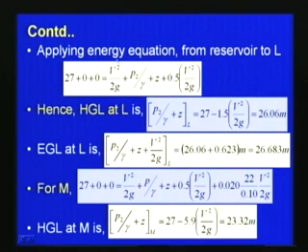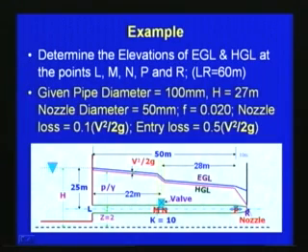Now we can get the elevation of the EGL, the energy gradient line. That will be V square by 2g plus P2 by gamma plus Z. With respect to the HGL elevation, we can add the V square by 2g, which is 0.623 as we calculated. So 26.06 plus 0.623 is equal to 26.683 meter.